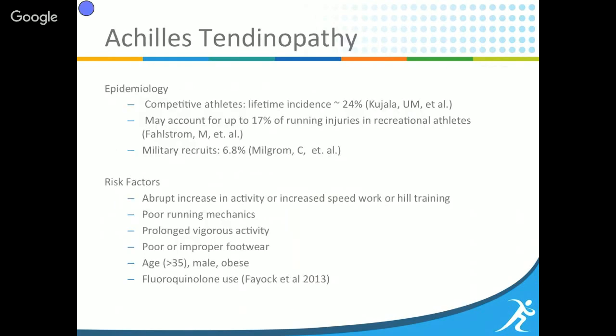Now, speaking more specifically, I'm going to just focus on 3 different types of tendinopathy. Achilles tendinopathy, which is tendinopathy of the Achilles tendon. This has an incidence of 24% in all competitive athletes and about 70% of all running injuries in even recreational runners. Military recruits, you see this in about 6.8% of them.